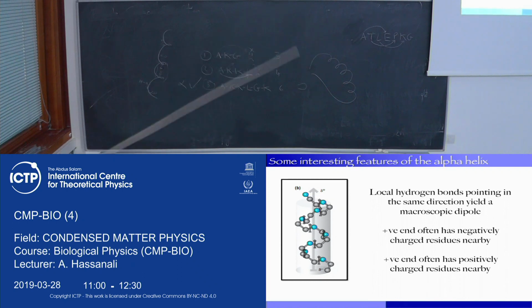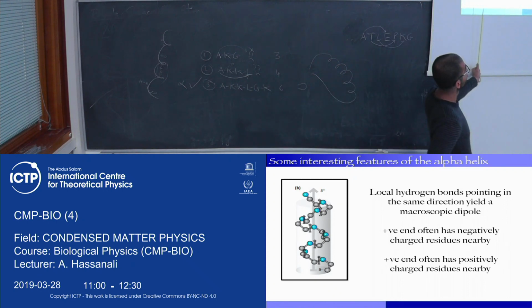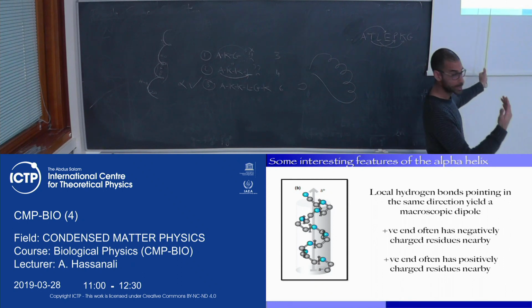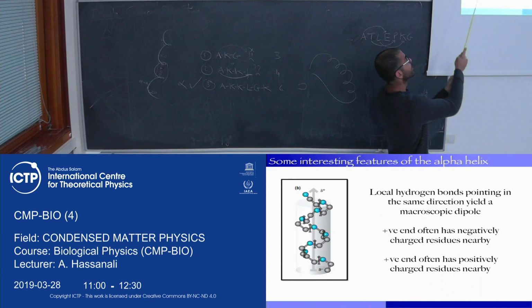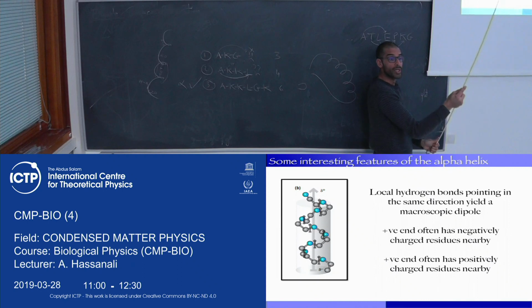So I mentioned this before, the amide bond dipoles in an alpha helix all point in the same direction. So this gives a macroscopic dipole, and what this means is that you can think of it as there's some surface charge at the top of the helix that's positive, and surface charge at the bottom that's negative. Why is that important?